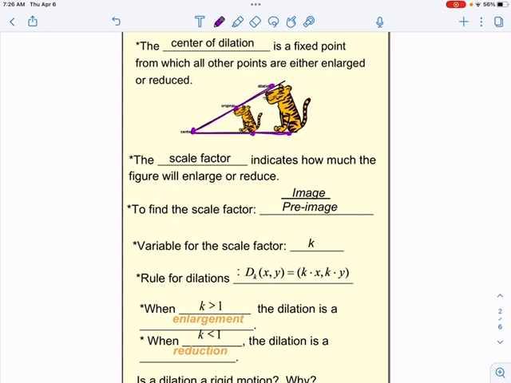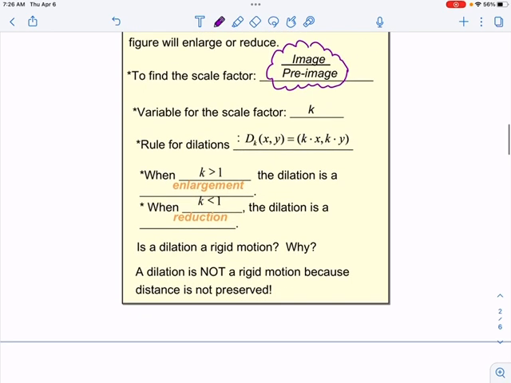The scale factor indicates how much the figure will be enlarged or reduced. And this is super important: it must always go in this order. To find your scale factor, you're doing the image over the pre-image. Once we get to an example, you'll see what I mean by that. The variable for a scale factor is k.